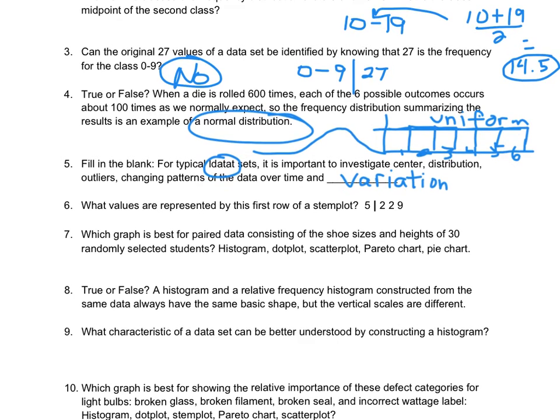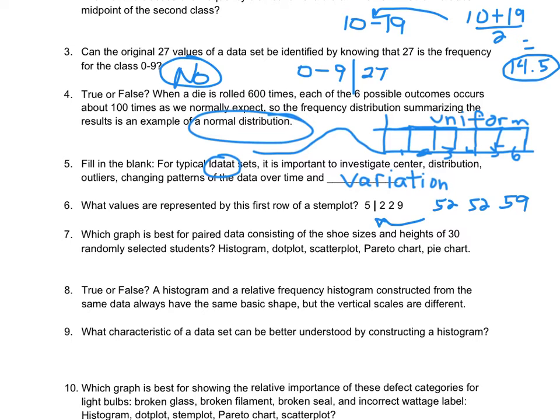Number 6 is a stem plot key, essentially. This is the stem here, the 5. Whoops, bad arrow. 2, 2, and 9 are the leaves. And that means that the 5 is the tens, and the 2 and the 9 are the ones. So we have a 52, another 52, and a 59. That's how a stem and leaf plot is structured.